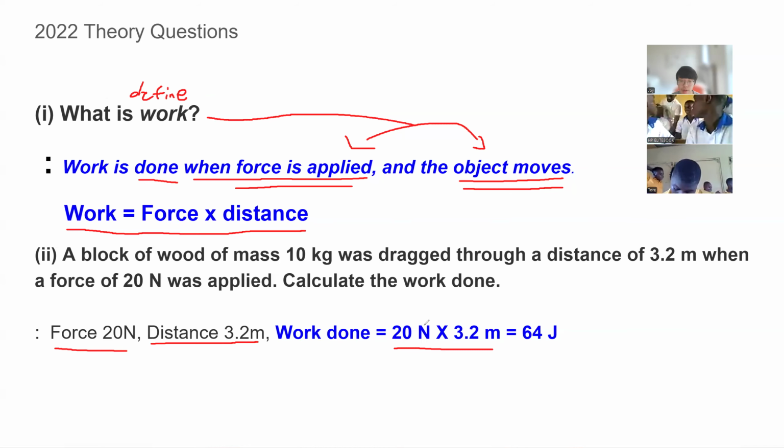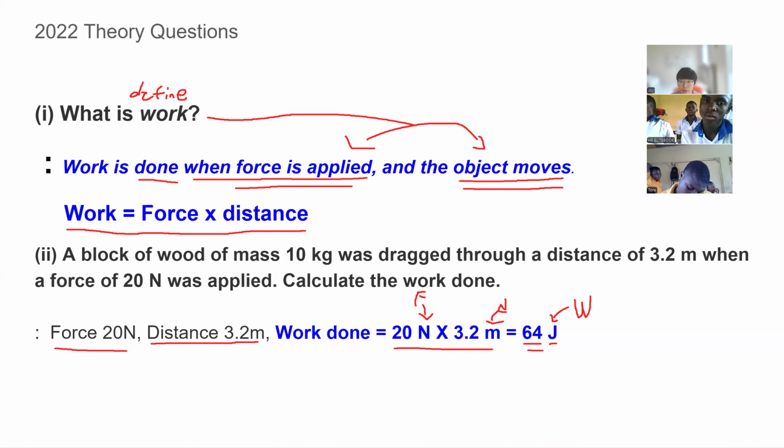If you put it in a calculator or you can do it in your head, it becomes 20 times 3.2. And if you calculate that, it'll be 64 joules. And always remember the units. Force is in newtons. Distance is in meters. Work is in joules. So always keep your units in the theory questions.